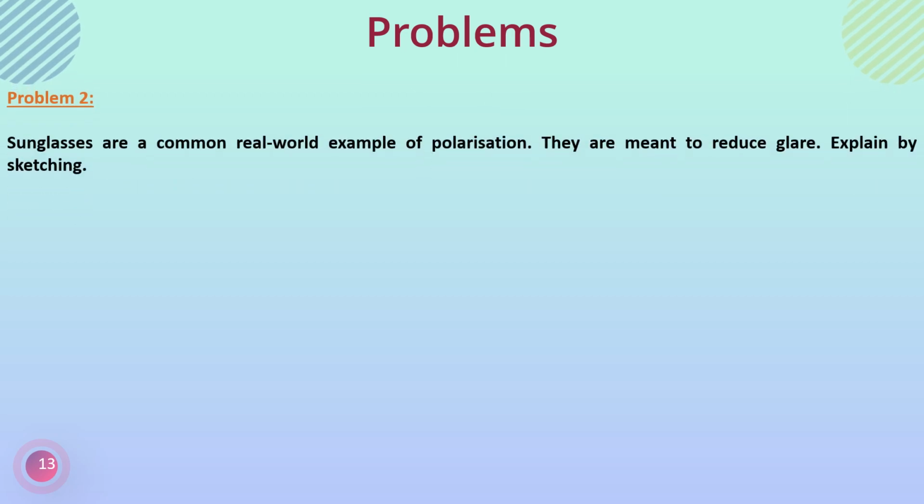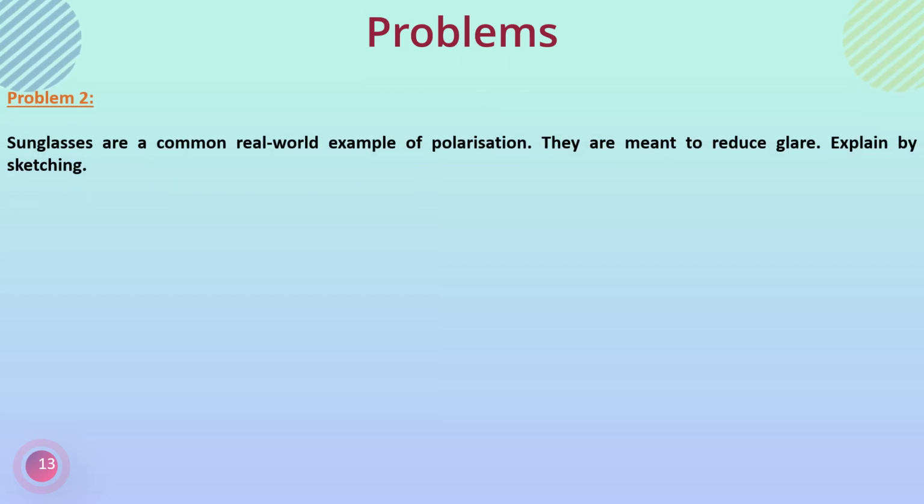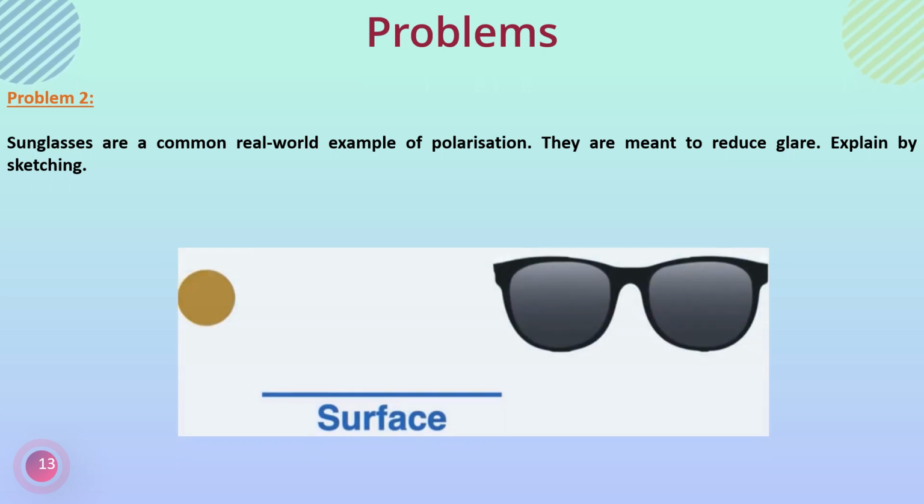Okay, let's move on to the second problem we have. The sunglasses are a common real-world example of polarization. They are meant to reduce glare. Explain by sketching. Okay, nice.